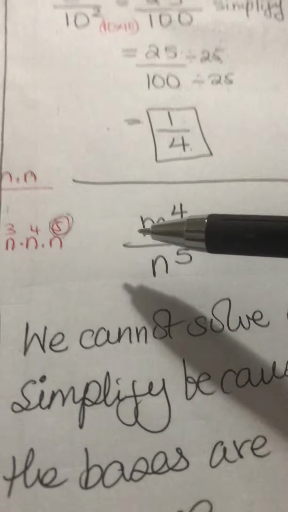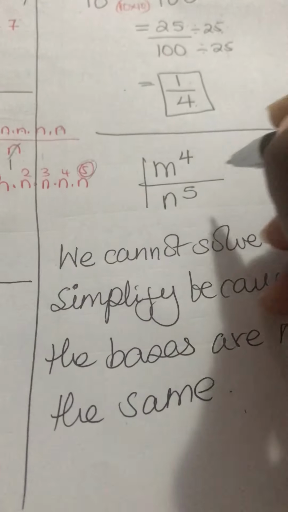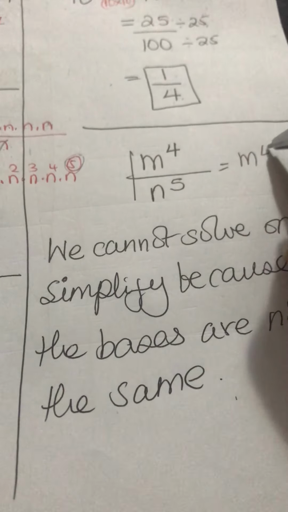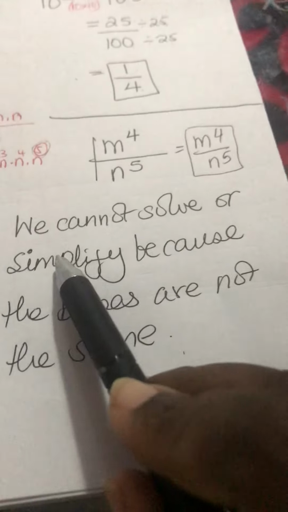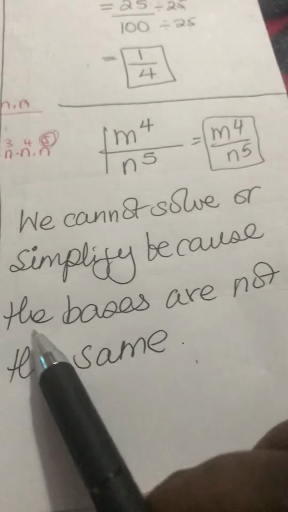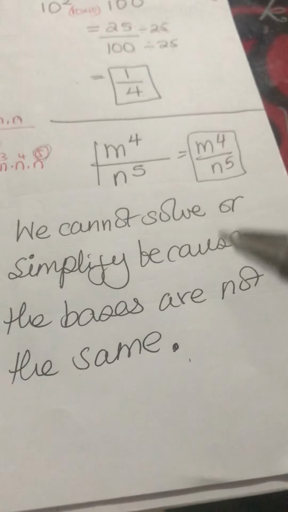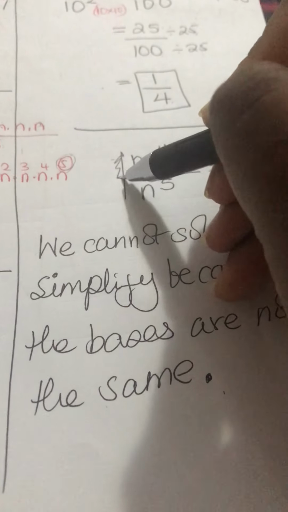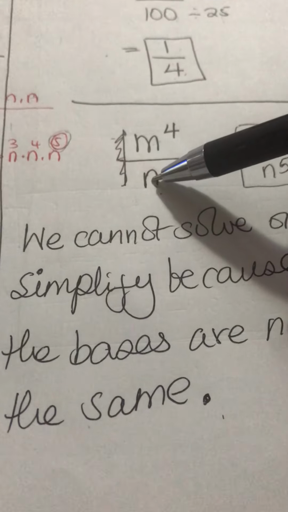All right. So here, our bases are not the same. Because our bases are not the same, this is your answer. Just leave it as it is: m to the 4th power, n to the 5th power. And then you write, we cannot solve or simplify because the bases are not the same. That is how we answer this question. Don't worry about this line. You checked if your bases are the same, you realize they are not the same, so you cannot do anything about it.